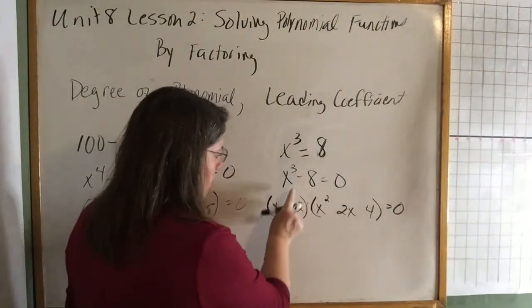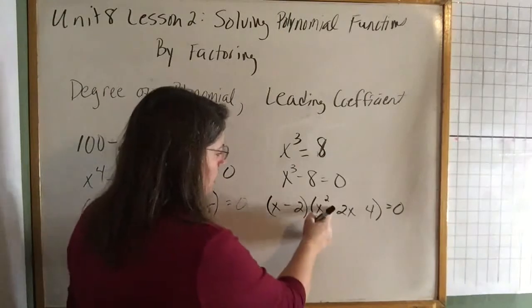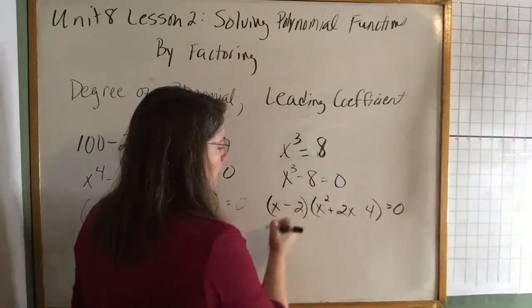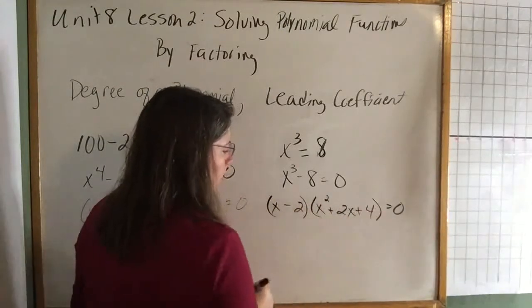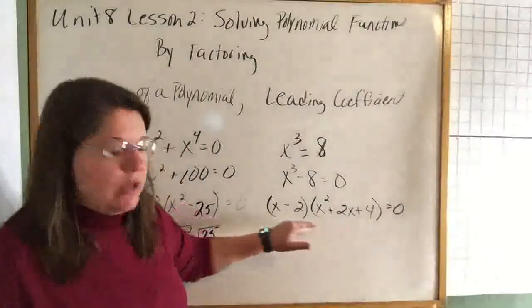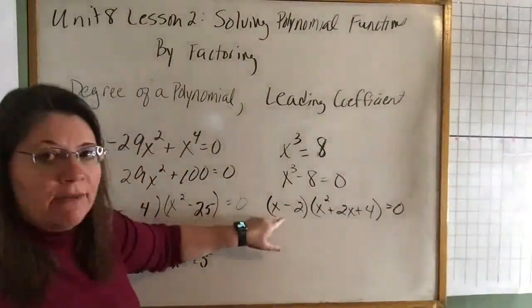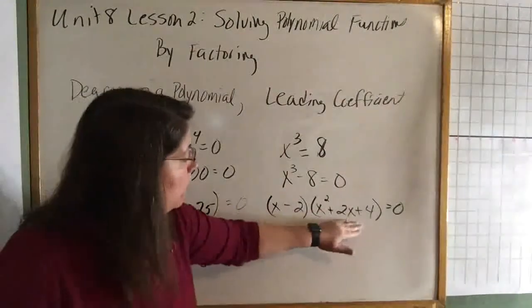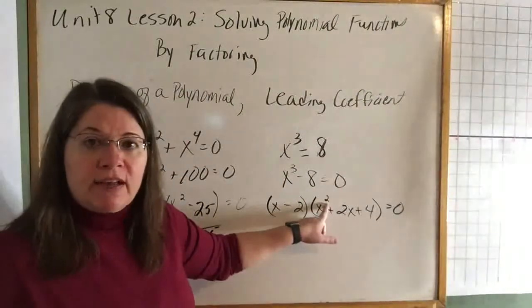This sign is the same as what we started with, so minus. This one is different than what we started with. It's a plus, and this will always be a plus. Now we have two factors. This one is going to have 1 root. This one is going to yield 2 roots because it's x squared.